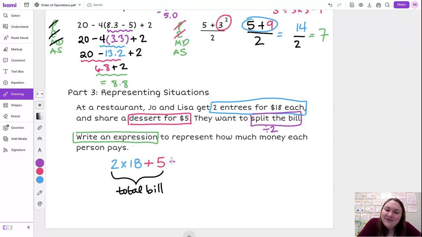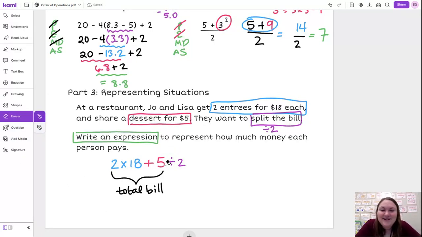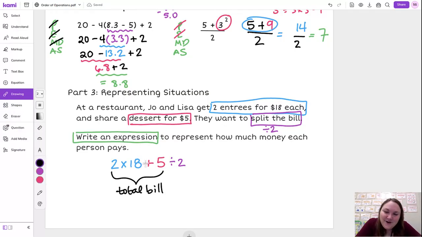I cannot just write divide by 2 at the end. And the reason for that is if I think about order of operations, this would only mean that I'm doing 5 divided by 2. I don't want to do 5 divided by 2. I want to show that I'm dividing everything. I'm dividing that total bill by 2. And so the something we need for our expression to show that I'm dividing everything by 2 are those parentheses.